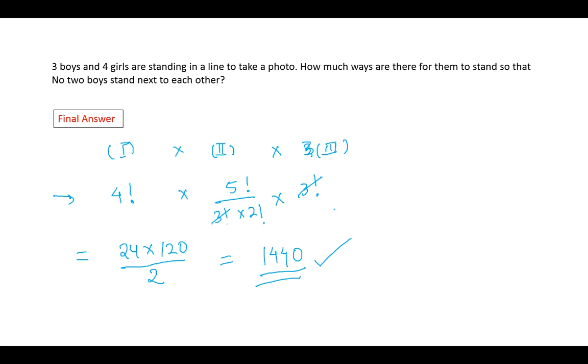Hope you had understood the concept of factorials, permutations, and combinations. It can help you do a lot of questions from your textbook as well as Olympiad questions.